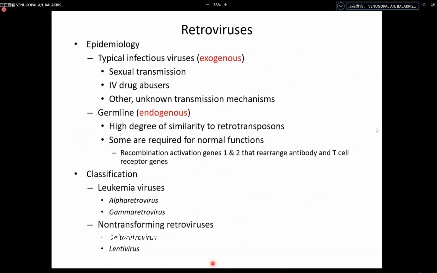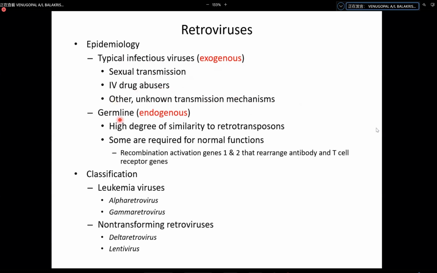Okay, so if you look at the epidemiology, typical infection viruses are exogenous, and they could be easily transmitted through sexual transmission, HIV, drug users, and we put here other unknown transmission mechanisms. So until now, we are not sure. The scientists are not sure.